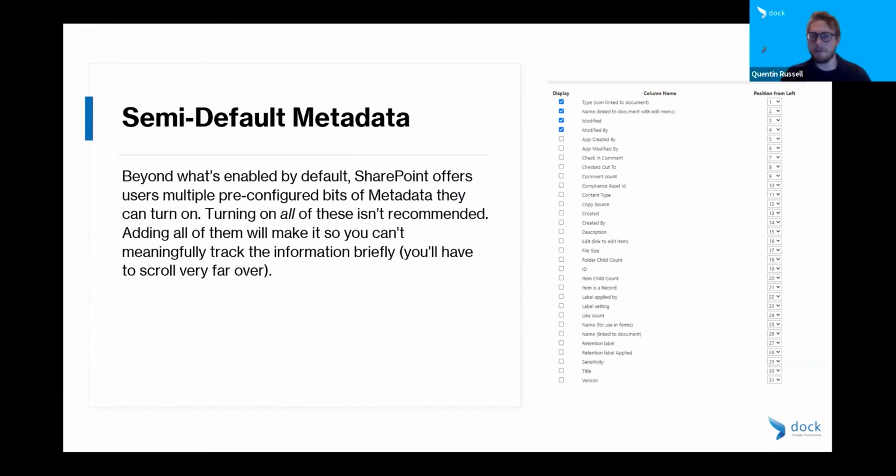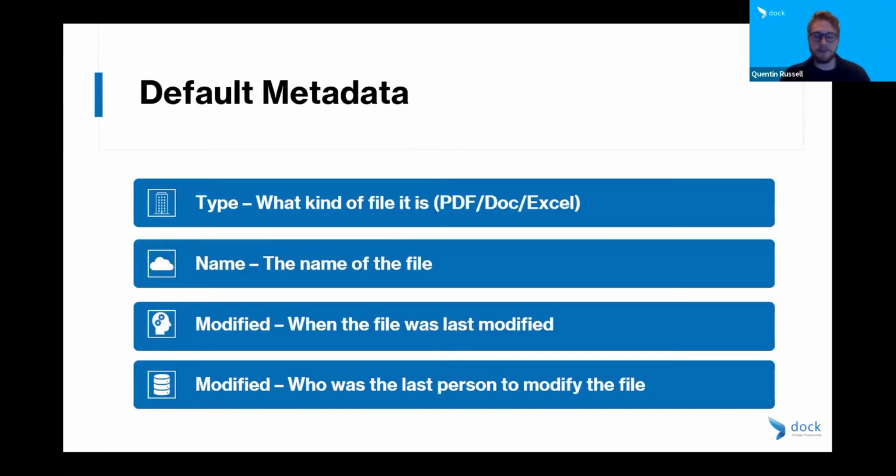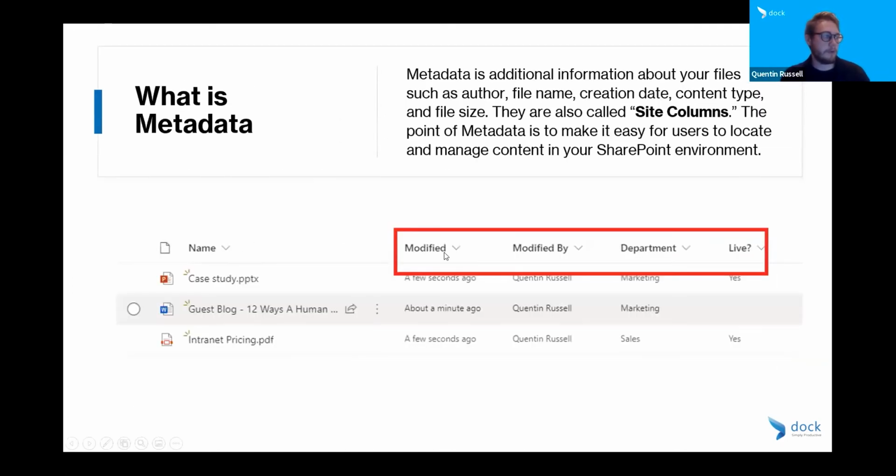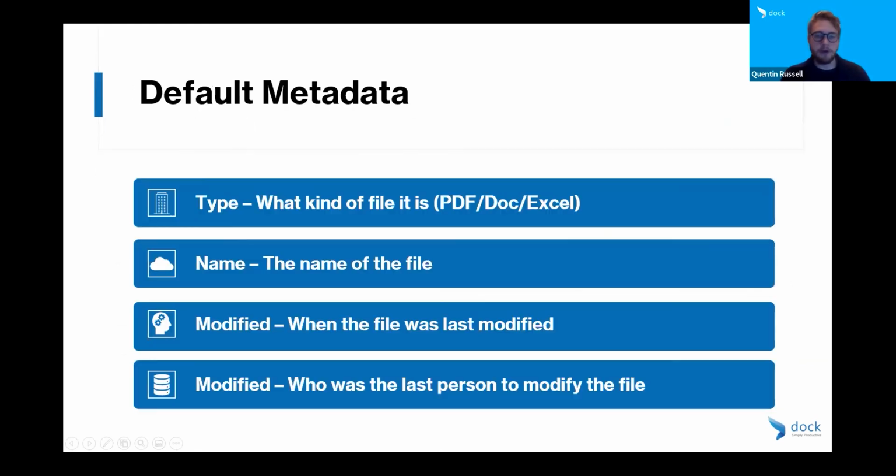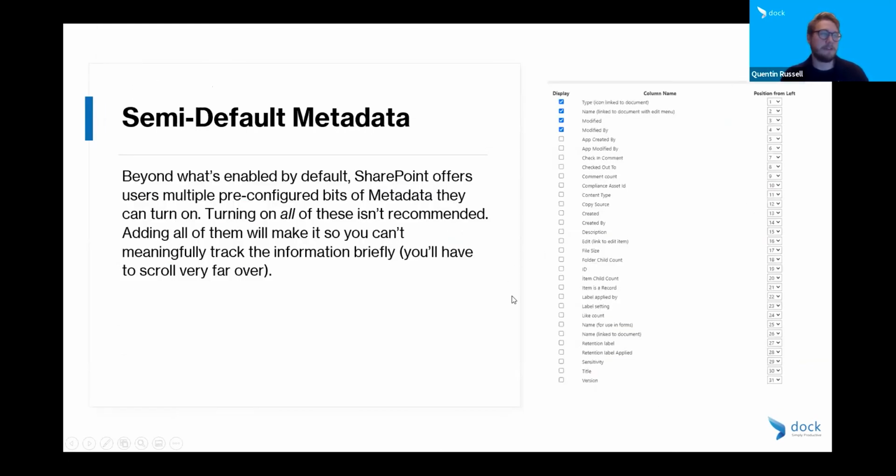Don't turn all of these on at once because the way it works is that, going back a slide, as you can see, everything goes across horizontally. So turning on all of these means you're just going to have to scroll all the way through to find the relevant information. Instead, you really just want to enable the metadata that is meaningful, whether that's custom metadata that you've created for this particular document library or site collection, or just the actual defaults right here that you've enabled.